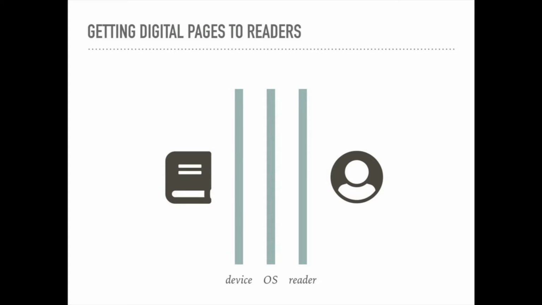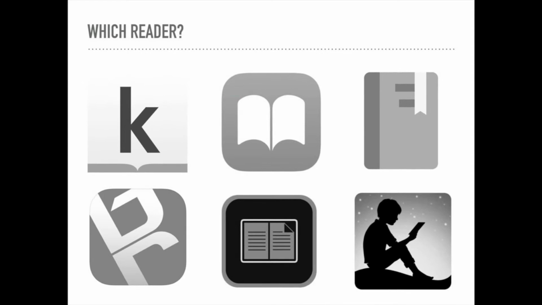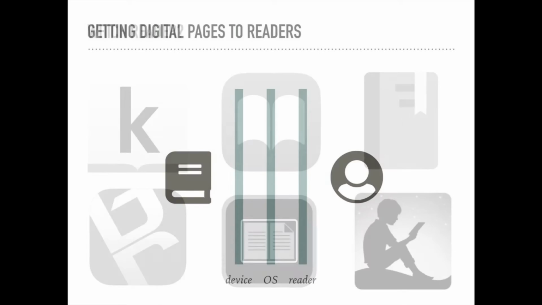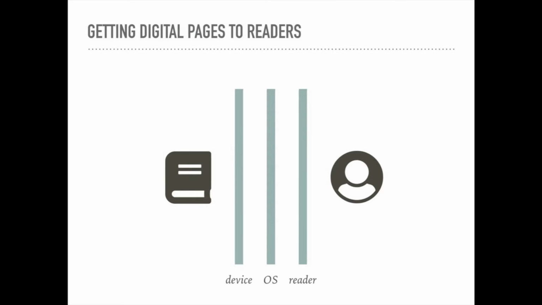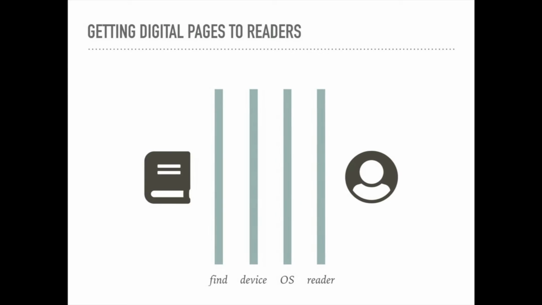So the reader, and in this case I mean the reading system, not the person reading the book, is also tied into the operating system and the device. Here are a selection of different types of reader you may have come across. So we're already in trouble. We have a disparate amount of ways to read on different devices and different operating systems, and this just makes it really hard to get our book, and as you can see, it's getting further and further away from our reader.